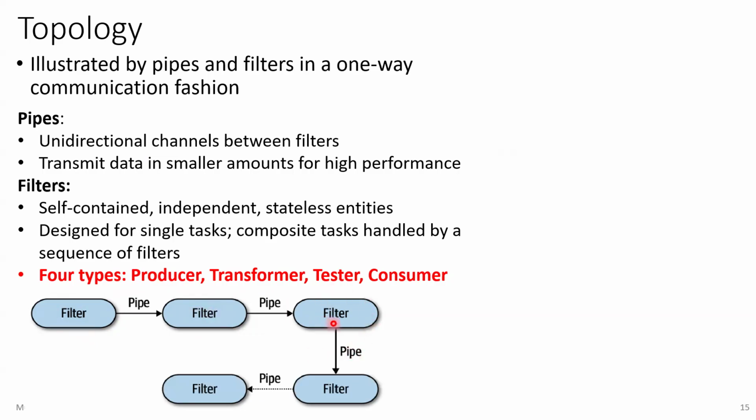It can be a tester. It can check some conditions, for instance certain values, and then based on that, it can transform data, separate data, or simply consume the data. So there is the consumer. These are the four types of filters you can have. Producers produce data, transformers transform data, testers test data based on some condition and apply some filters on it, and consumers consume data and build something new out of it.